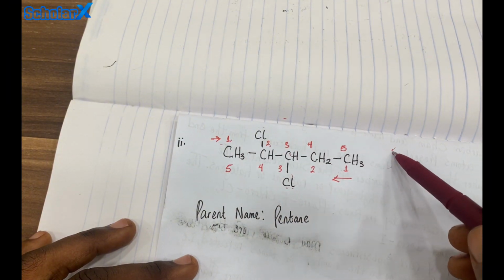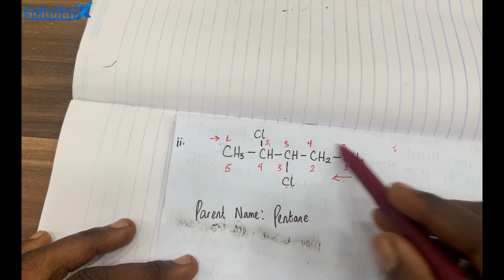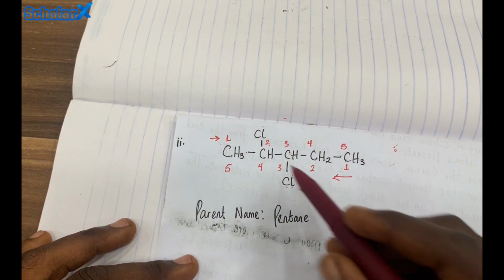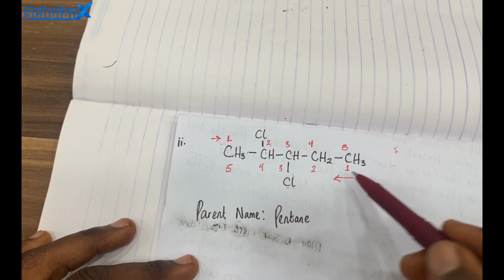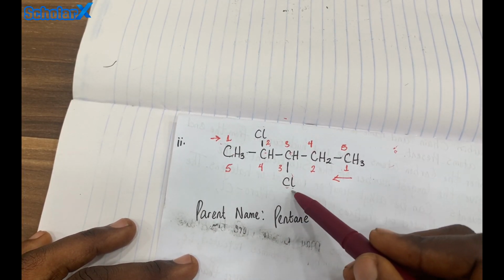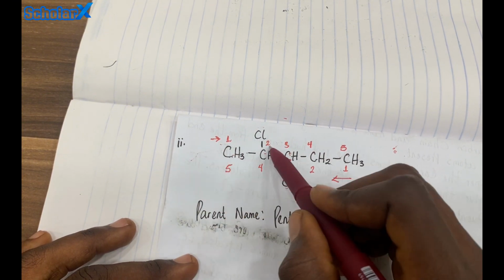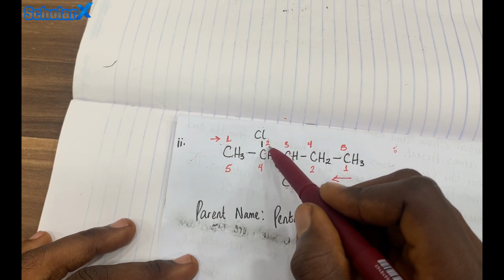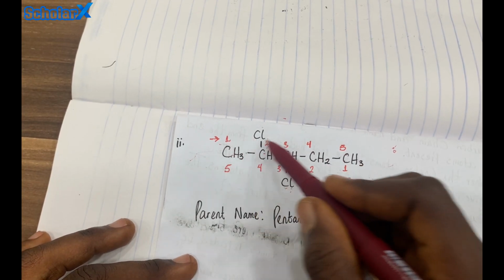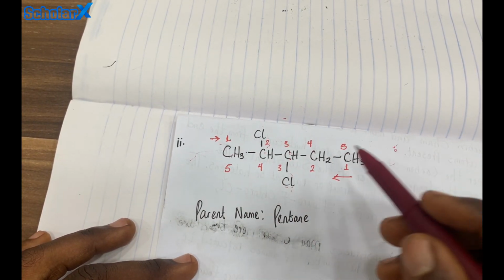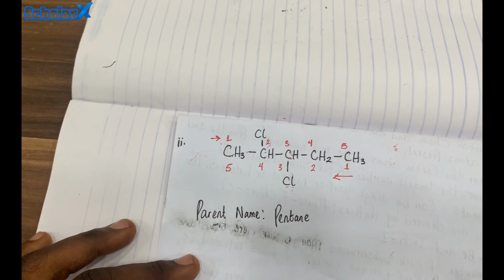So this is how we're going to take our direction. We're going to move through the right to get our longest chain. So this is our first carbon, our second carbon, our third carbon, our fourth carbon, our fifth carbon. Because if you move from the left, the chlorine substituent falls on the third carbon, but if you move from the right, this chlorine is on the second carbon. So we better move right. Taking the right direction is best for your numbering.